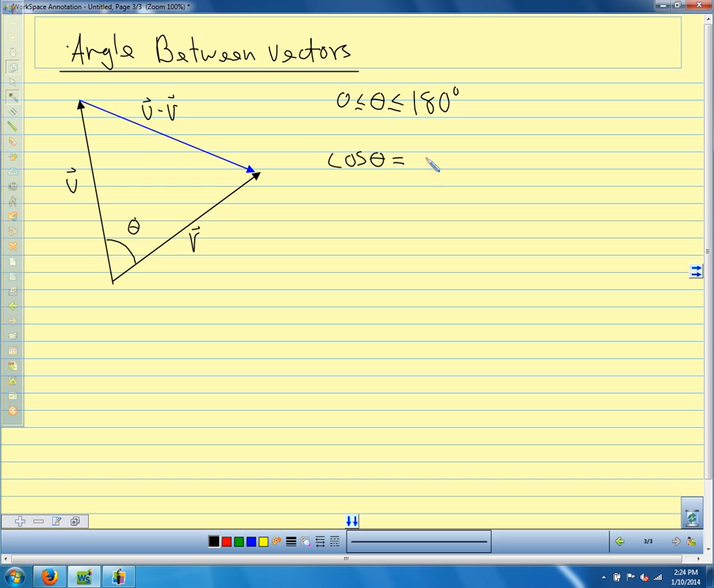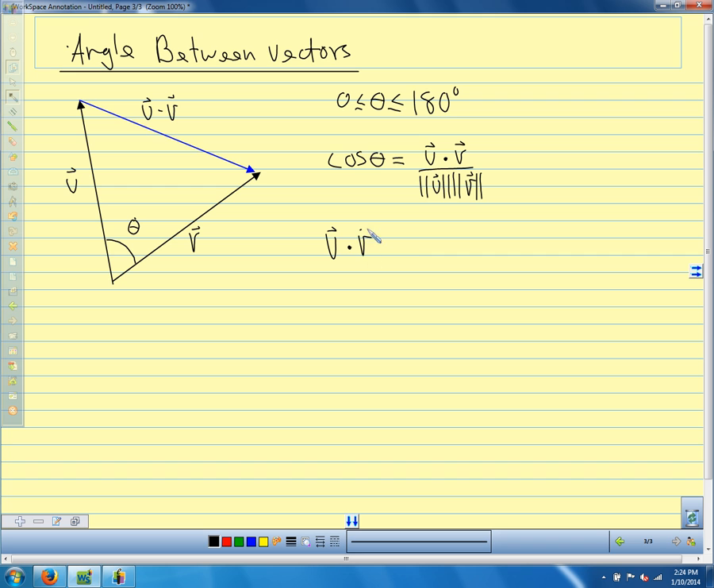cosine of theta equals u dot v over the magnitude of u times the magnitude of v. And that comes from applying the law of cosines to this triangle. I can rewrite this, multiply both sides of the equation by the magnitude of u times the magnitude of v, and I get another way of finding the dot product.